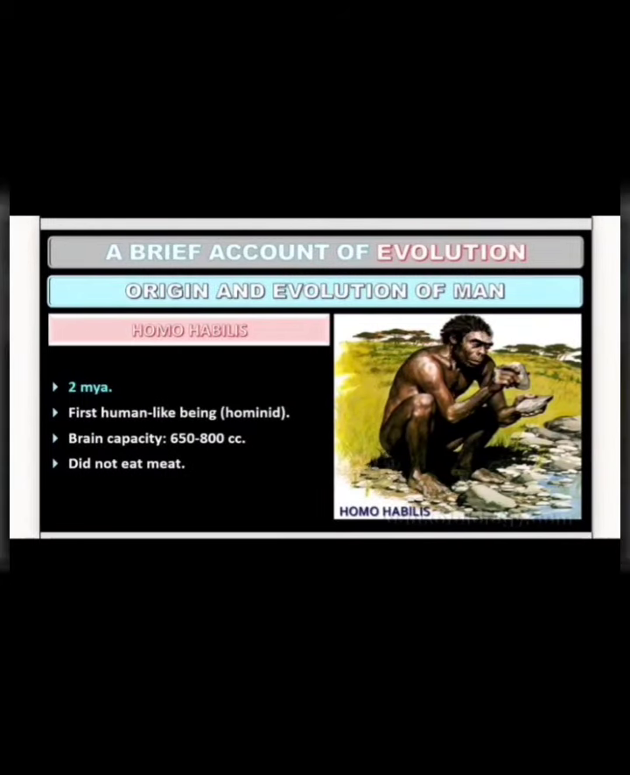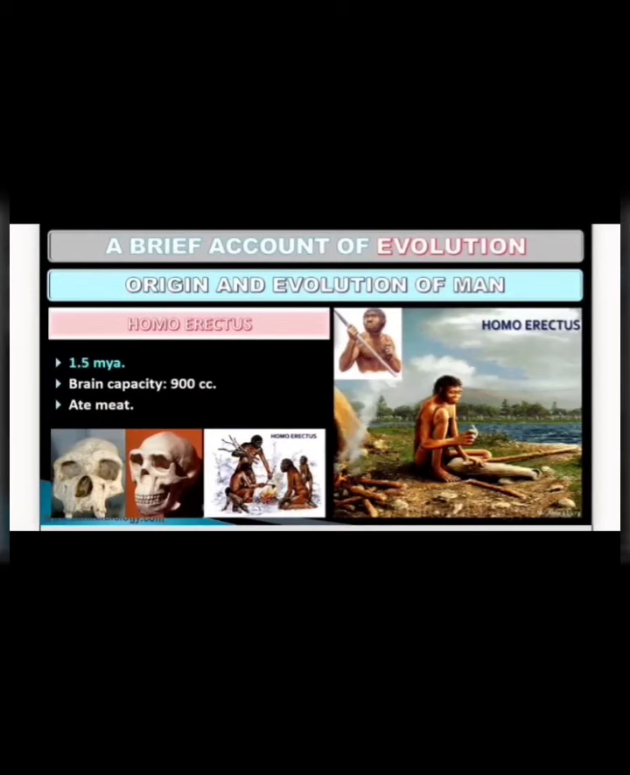Homo habilis. Homo habilis is 2 million years ago. He was the first human-like being. He was not completely human. He was a human-like being who was called a hominid. His brain capacity was from 650 to 800 cc, and he did not eat meat.